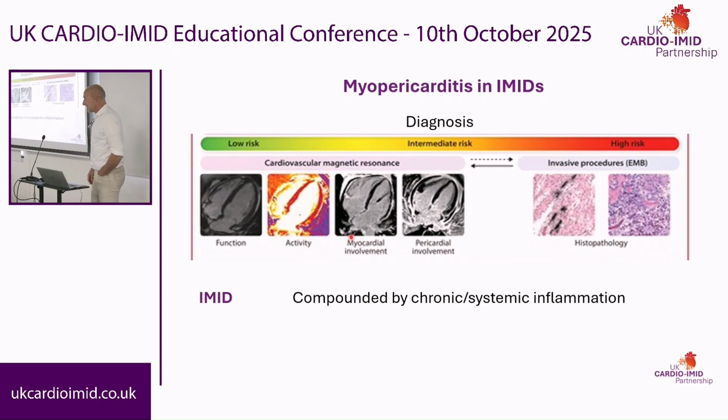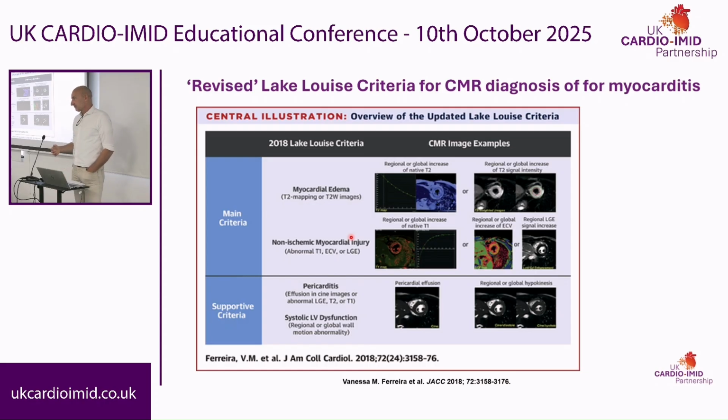And then finally, the actual MRI findings in patients with IMIDs are quite different. I've shown you quite a lot of examples already of how patients who just have stable disease have abnormal T1 and abnormal T2, just because they have a chronic systemic inflammatory condition. The guidelines refer to the so-called Lake Louise criteria, which use one criterion of a T1-weighted or mapped abnormality and a T2-based criterion. And in order to have myocarditis according to the Lake Louise criteria, which inform the ESC guidelines, you have to have one of each.